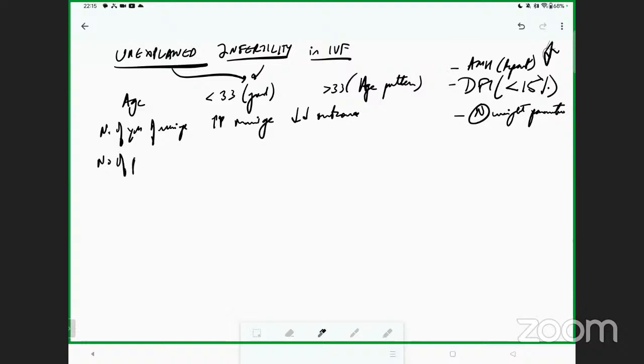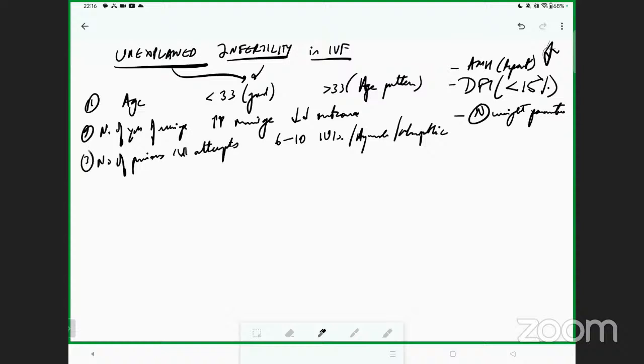Number three: number of previous IUI attempts. Now, this is interesting because usually these couples would have done anywhere between 6 to 10 IUIs. They would have tried everything. They would have gone and tried Ayurvedic, they would have tried homeopathic, they would have really done everything for unexplained infertility.